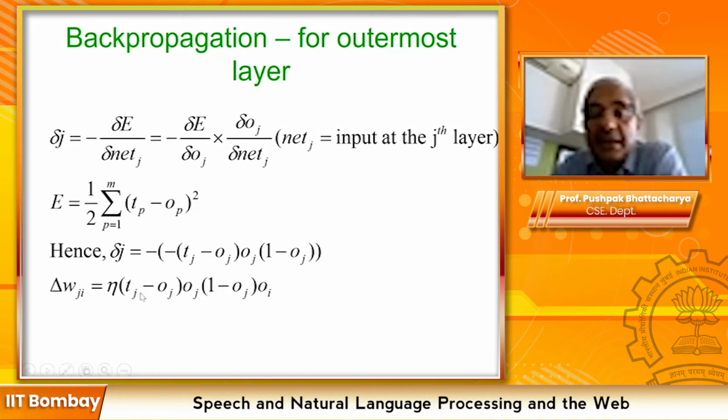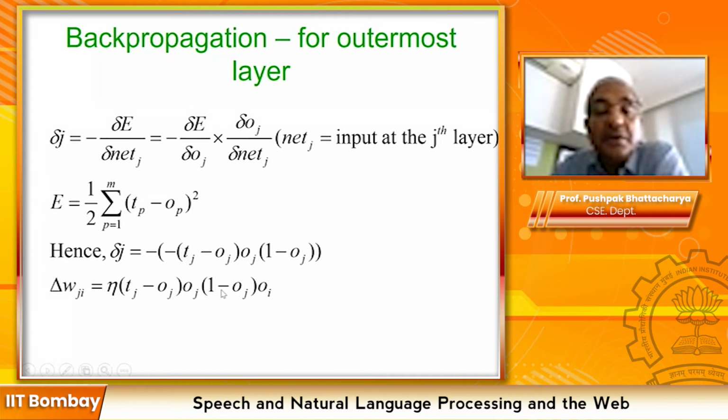So now you can analyze the behavior of this. If tj minus oj is large, if there is large error, then the weight will change by a large amount. If tj minus oj is small, if tj is equal to oj, then there will not be any change in weight. Another interesting observation is if oj is 0, then also there will not be any change in weight. If oj is 1, again there will not be any change in weight.